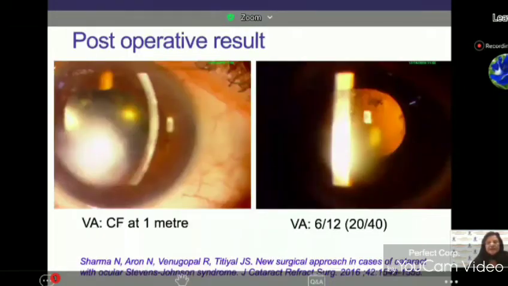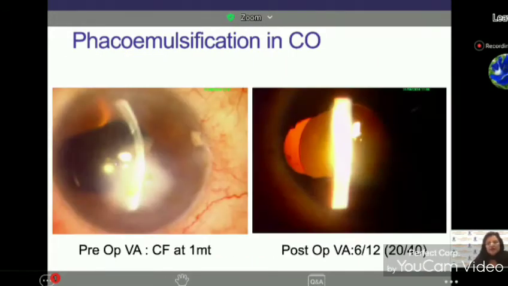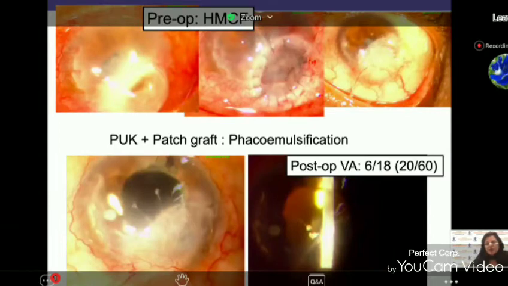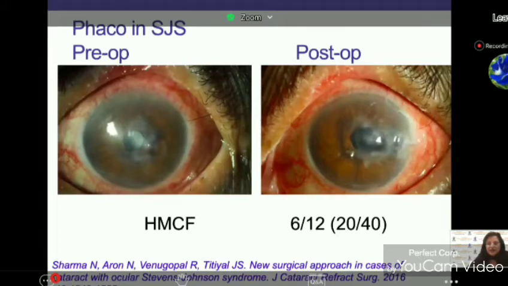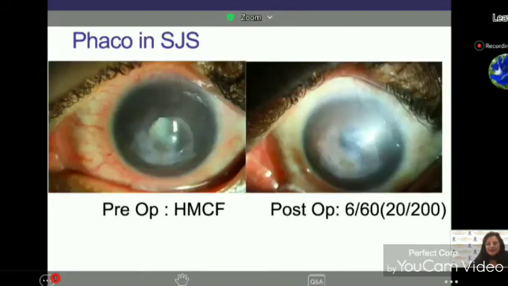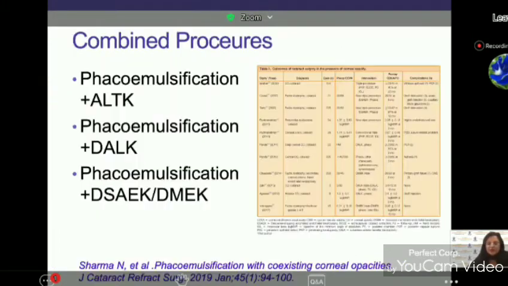And these are some of the results pre and post-op. So the patient does become ambulatory with good visual acuity. Another one with a visual acuity which was initially counting fingers, now it goes to 6/12. Again, a very complicated case of PUK, patch graft done, Phaco done, and 6/18 the patient is seeing. Although the contrast is not going to be that good, the patient is ambulatory. And again, this is yet another case, and because of the haze, the visual acuity is less.